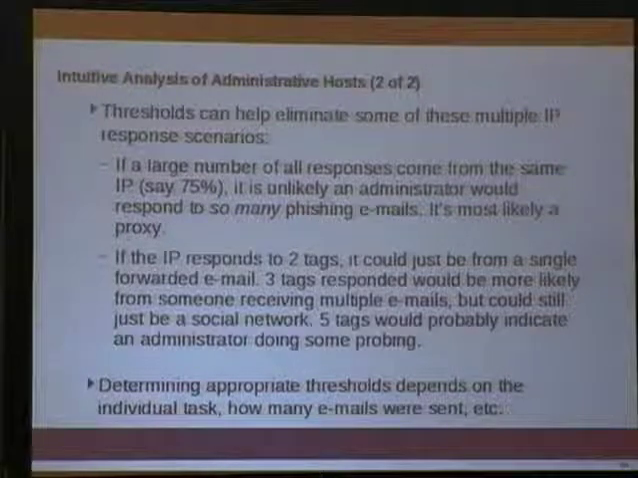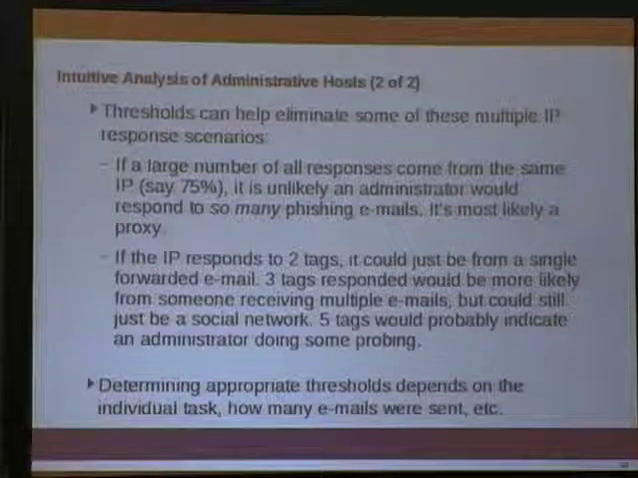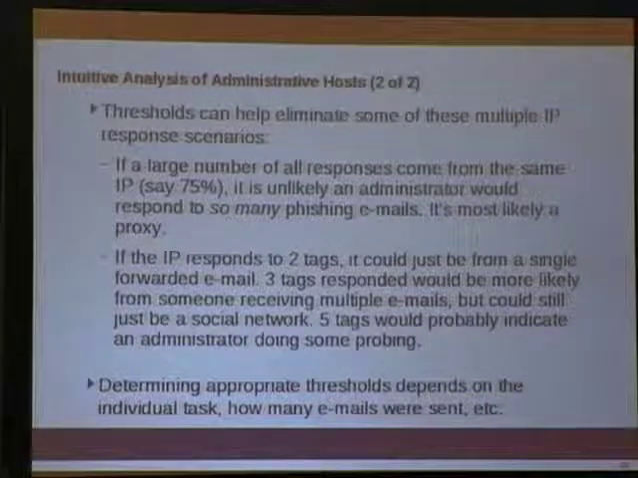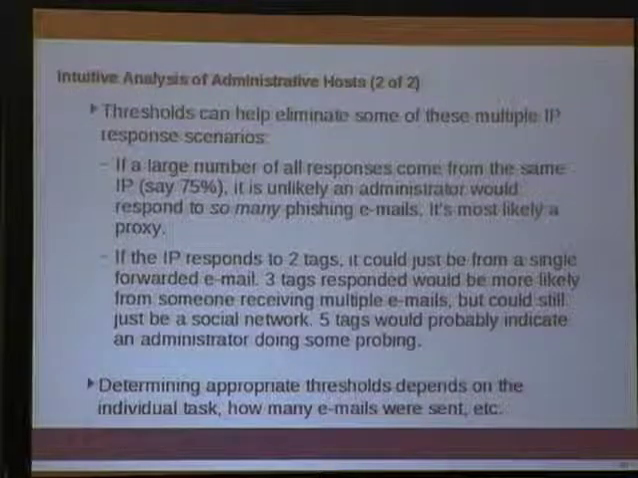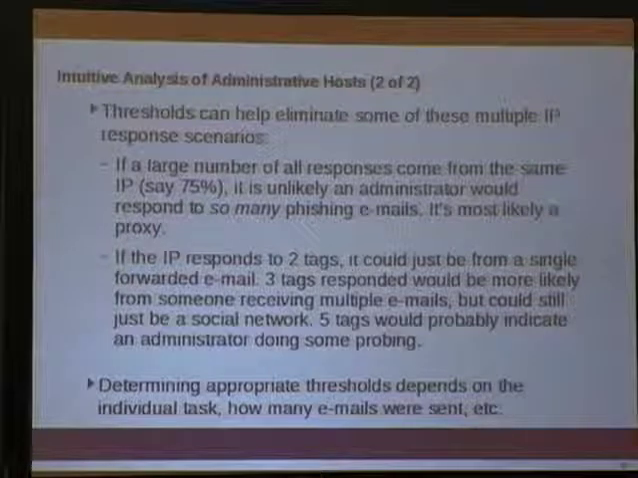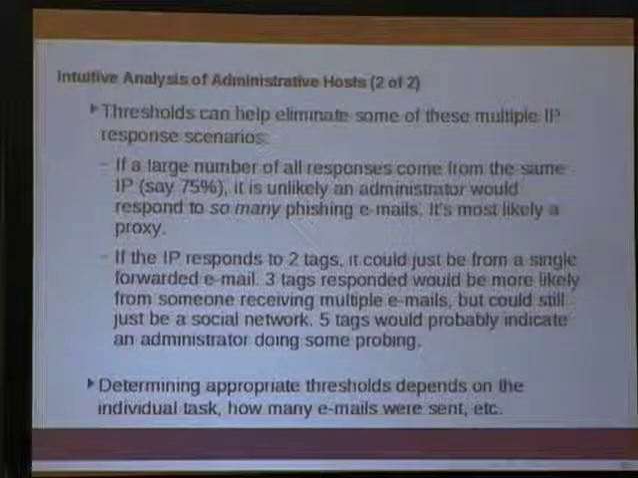Again, we can't eliminate the possibility that someone's clicking on those links that many times, but it's just less likely. So to give an idea of some static thresholds we might use, if an IP address responds to 2 tags, it could just be from a single forwarded email. So they got an email forwarded to them from someone else who's also gotten that same email. So we get 2 different tags. 3 tags, more likely from someone receiving multiple emails, but it could still just be a social network. But if they receive 5 tags, most likely it's coming from some sort of administrator or help desk personnel that's doing some probing.